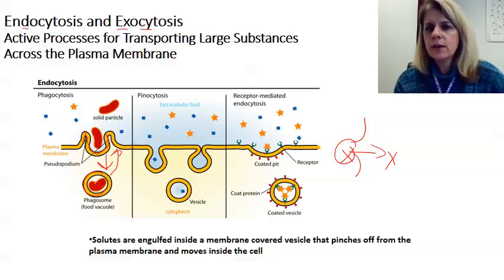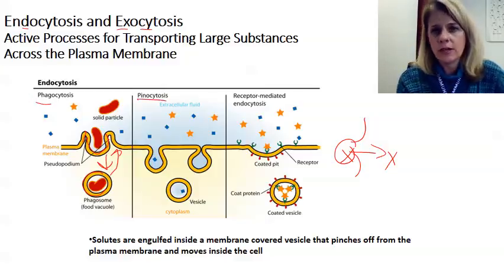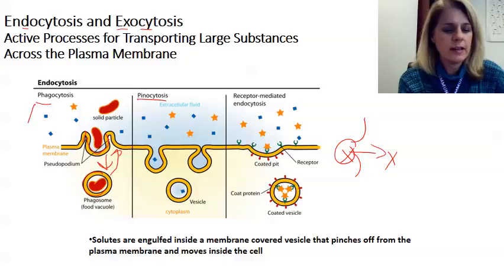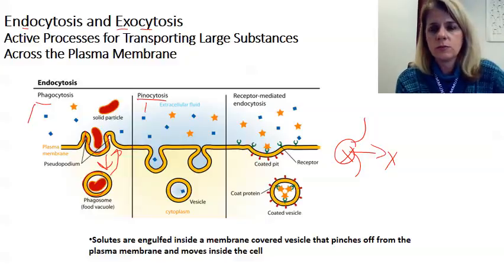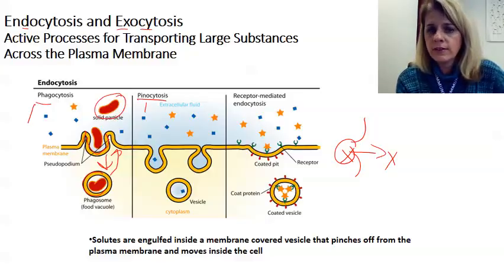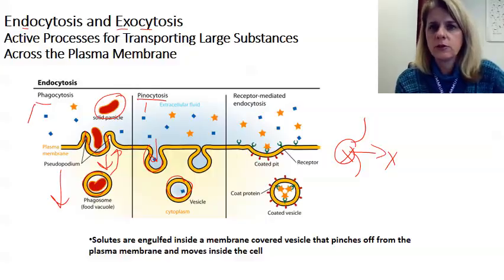Now there's two special words you can use when you use endocytosis: phagocytosis and pinocytosis. Phago means to eat, pino means to drink. So phagocytosis would be cell eating, and pinocytosis would be cell drinking. With phagocytosis, that's when you're going to get a solid particle, form a vesicle, and bring it into the cell. Pinocytosis is when you invaginate and grab liquid and bring liquid into the cell, so cell drinking.